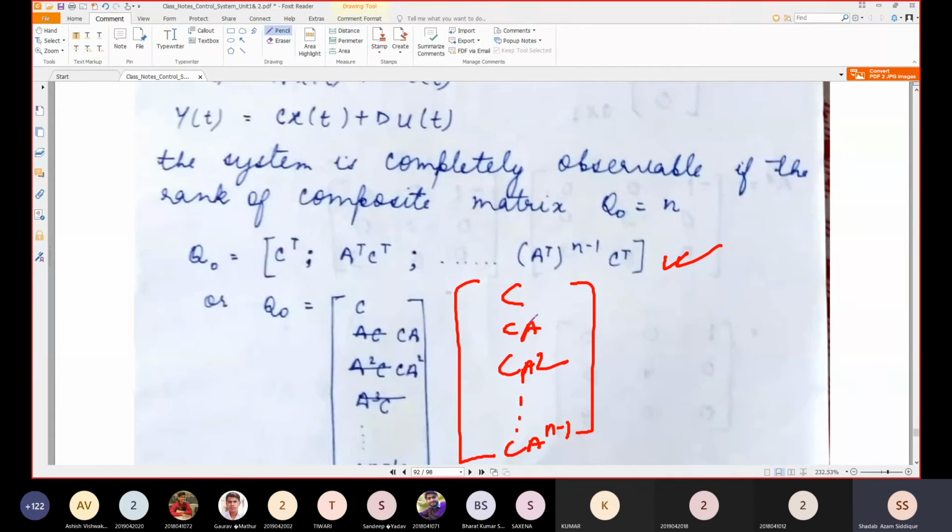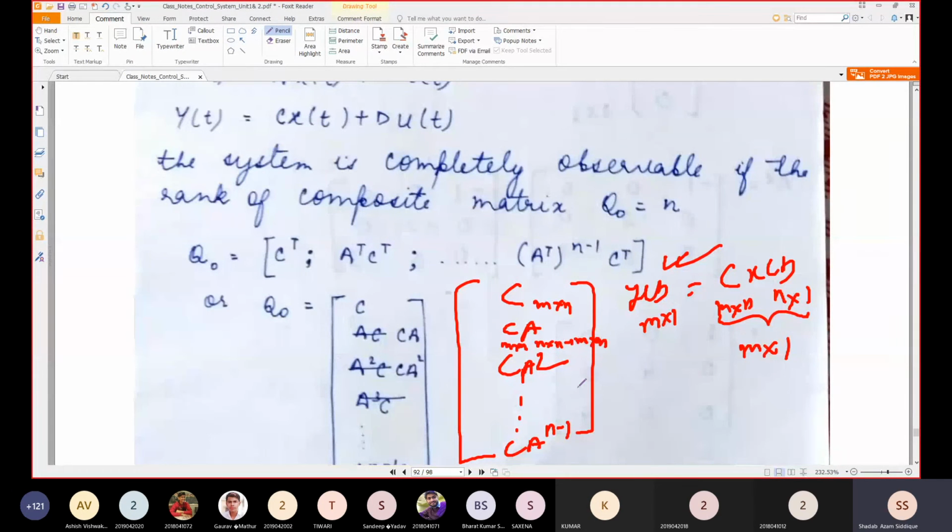See, what should be the dimension of C? C is multiplied with x of t, and that gives y of t. y has the dimension m cross 1, so overall the dimension should be m cross 1. Now x is n cross 1, so C should be m cross n. Again, this m cross n multiplied with n cross n gives an m cross n matrix. So m cross n, m cross n, m cross n, all these will be put in.